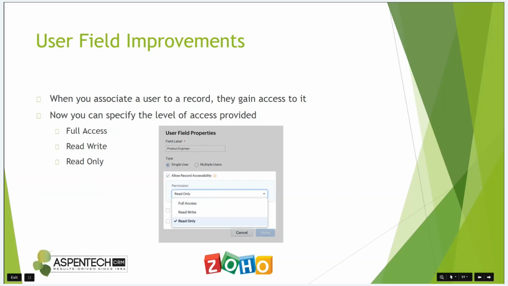There's been some improvements to user fields as well. So when you associate a user to a record, that's something that has always given them access to that record. When you do that through a user lookup, it's always provided that user access to that record. Now you have the ability to control what level of access is provided as a default. So from full access to read write to then read only. You set that as a default, and that'll automatically get applied moving forward when users get access to these new records.